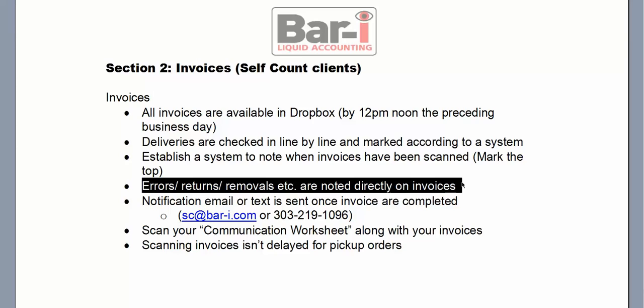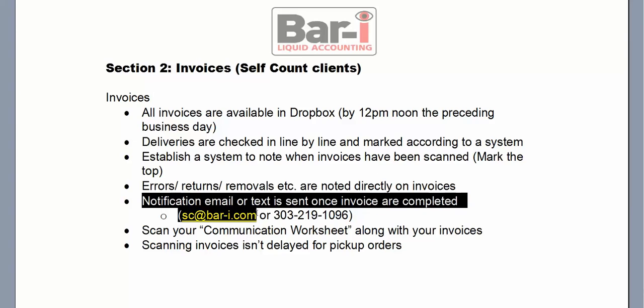So it's really appreciated and it's much more efficient if, when you can, you just mark any adjustments onto the invoices, mark that it wasn't here, it didn't come, we sent it away somewhere. Also, we mentioned previously, but after you've done your invoices, an important step is to notify us, let us know they're all ready to go so we can get to work for you. There are two ways to do that. Just send a quick one-liner to either selfcount@bari.com or send us a text message at 303-219-1096.